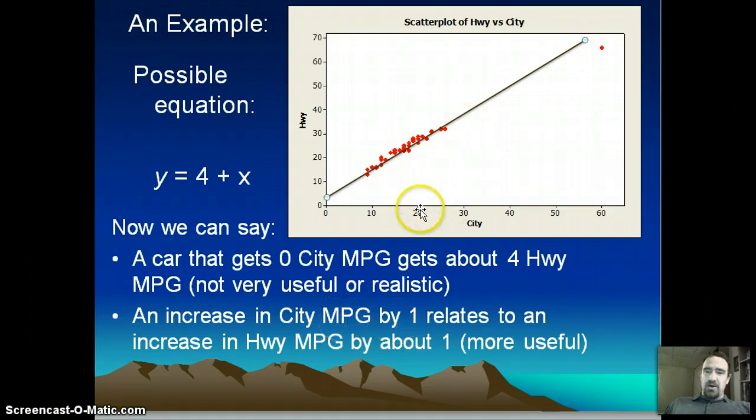interpret the slope. We say, okay, if the x value, our explanatory value, goes up by 1, the slope tells us how much the response value should go up. And that's useful. In this case, it's saying, hey, for the cars, it appears that highway miles per gallon goes up hand in hand with city miles per gallon at the same rate. So it's always interesting to interpret the slope, and that's something you should always do whenever you generate a linear regression equation.